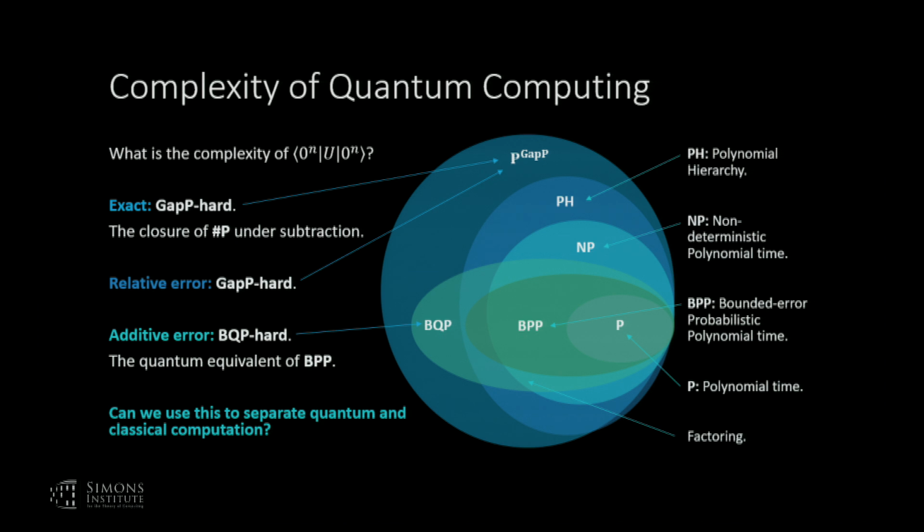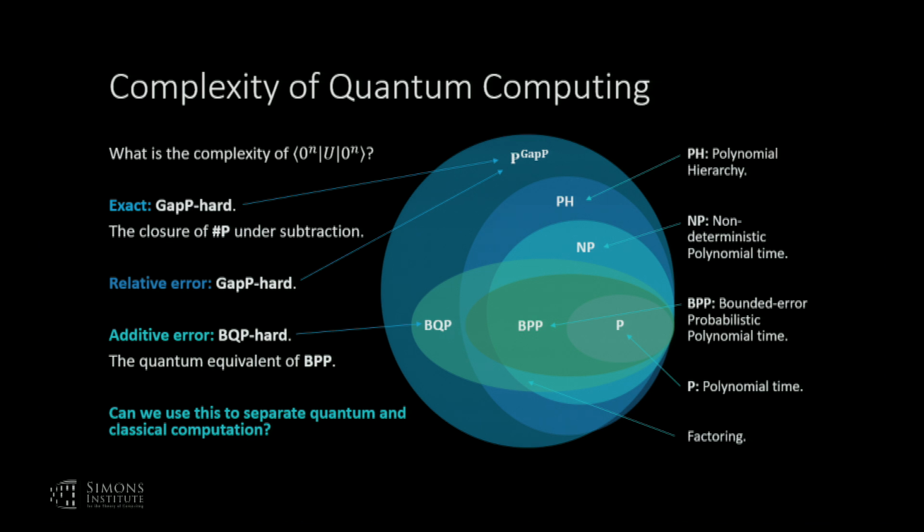This diagram is generally representing complexity classes. The more things you're in, roughly the easier the problem is to solve. Exactly computing these amplitudes is GapP-hard, and up to relative error, it remains GapP-hard. Up to additive error, it's BQP-hard. BQP is the quantum analog of the class BPP, so it's a decision class. Essentially, approximating this amplitude solves all the decision problems a quantum computer can solve with bounded error. So the question is, can we use this exact complexity to bound the complexity of a classical computer simulating a quantum computer?